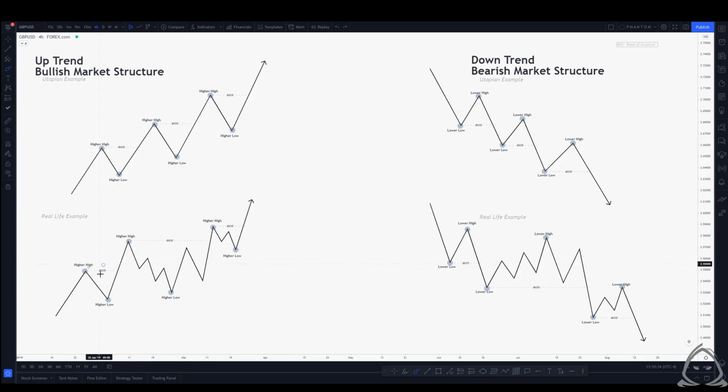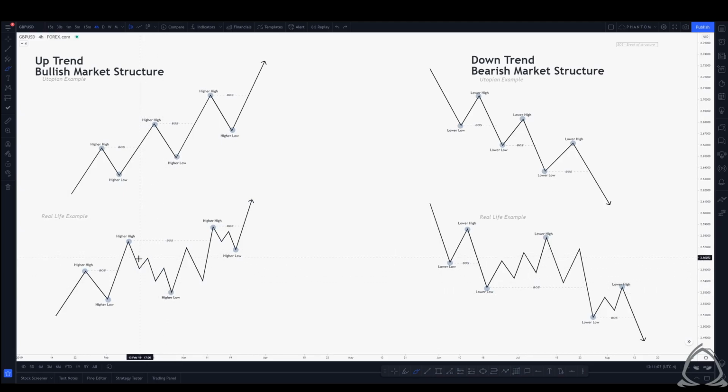So what we have here is a more real life example of an uptrend. We can see we're still making higher highs and higher lows, but there's a little bit more noise or fluctuation in between the two ranges, so between the higher low and the higher high. And what we can see here is price begins to correct, and the correction ends up creating substructure.